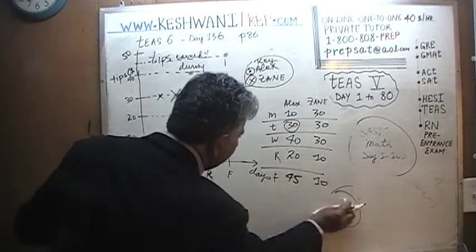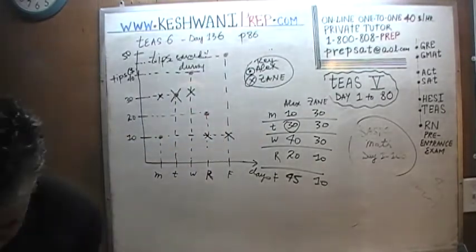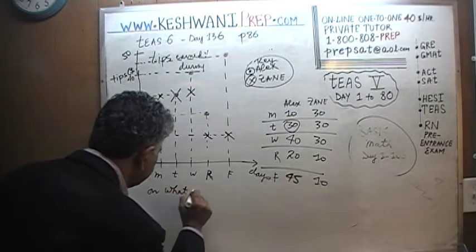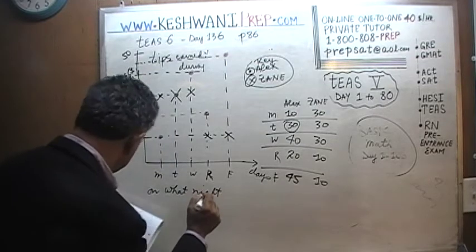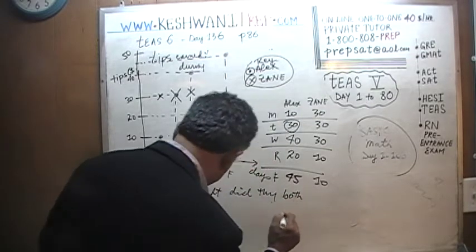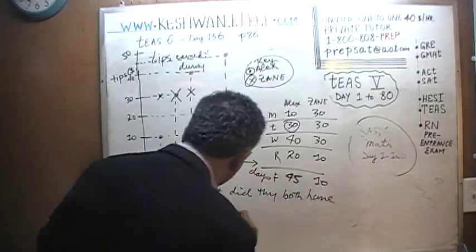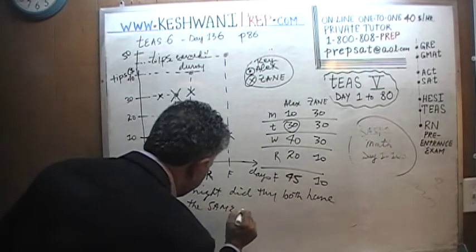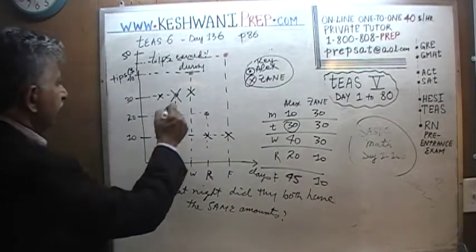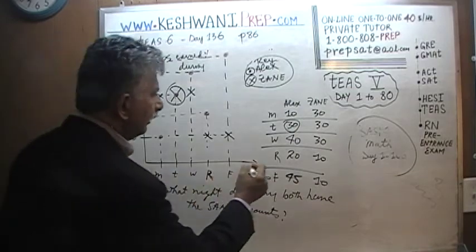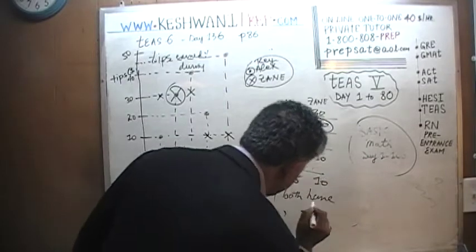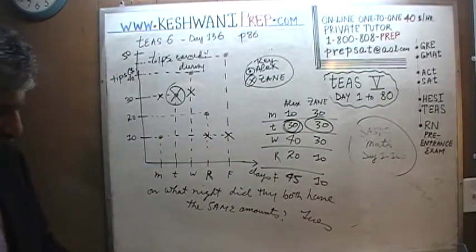On what night, it says, did the both have the same amount? Well, that's pretty easy. Right here, where they both cross, they put together on Tuesday. Right here, they had $30. They both had $30 on Tuesday. The answer is Tuesday. On Tuesday night, they both had the same amount of tips.